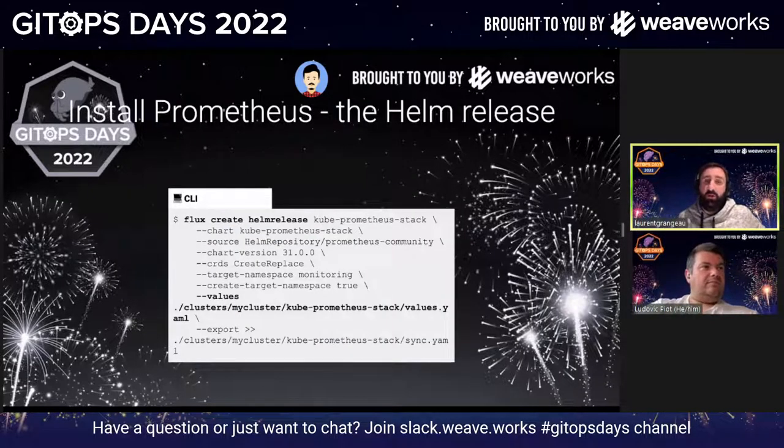And of course, you create a new Helm release, so it will be sourced from the Prometheus community repository, but we can install a new chart version. For example, here I installed 31.0.0 with my values.yaml file to be able to install a new configuration of Prometheus.